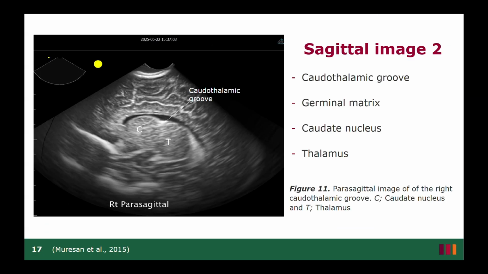Angling slightly lateral from the midline sagittal image, we see the area of the caudothalamic groove. The area of the germinal matrix is located between the caudate nucleus and the thalamus. This area is critical for seeing hemorrhages and abnormal shape of the choroid plexus.